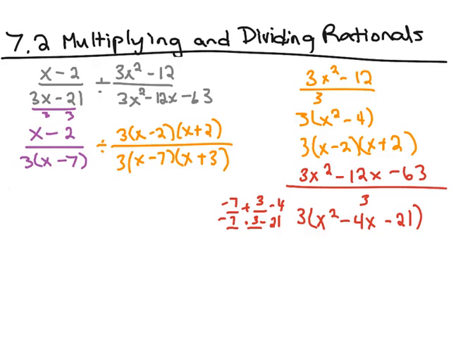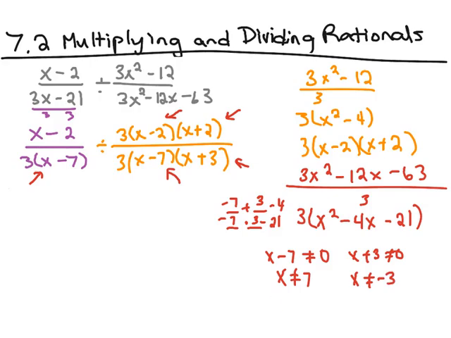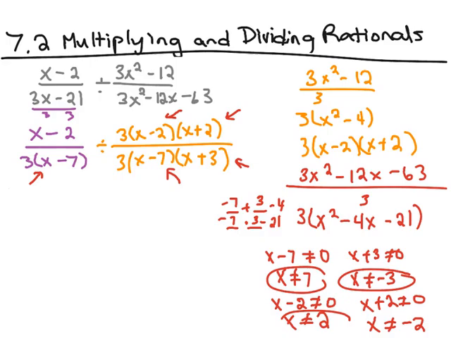Now we're going to find our non-permissible values. So nothing on the bottom can be a permissible value, and also everything in the divisor. So we have x minus 7 cannot equal 0, so x cannot equal 7. X plus 3 cannot equal 0, so x cannot equal negative 3. X minus 2 cannot equal 0, so x cannot equal positive 2. And x plus 2 cannot equal 0, so x cannot equal negative 2. So here are all our non-permissible values.